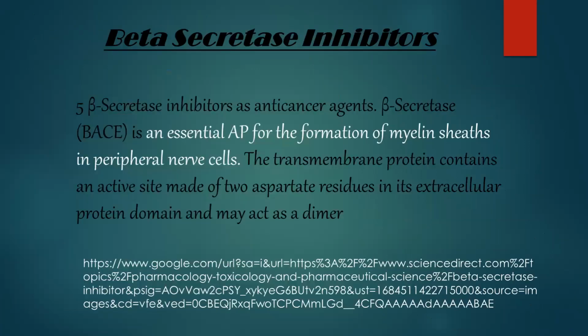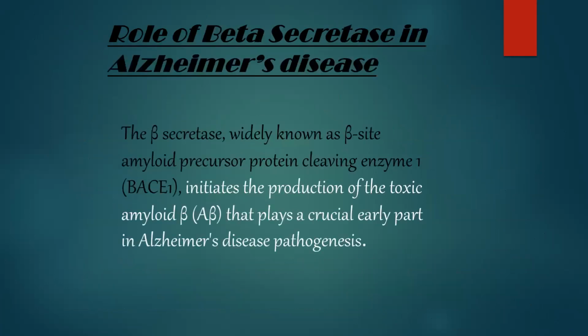Beta secretase inhibitors. Beta secretase is an essential enzyme for the formation of myelin sheaths in peripheral nerve cells. The transmembrane protein contains an active site made of two aspartate residues in the extracellular protein domain and may act as a dimer. Role of beta secretase in Alzheimer's disease. Beta secretase, widely known as beta-site amyloid precursor protein cleaving enzyme, initiates the production of toxic amyloid beta that plays a crucial early part in Alzheimer's disease pathogenesis.